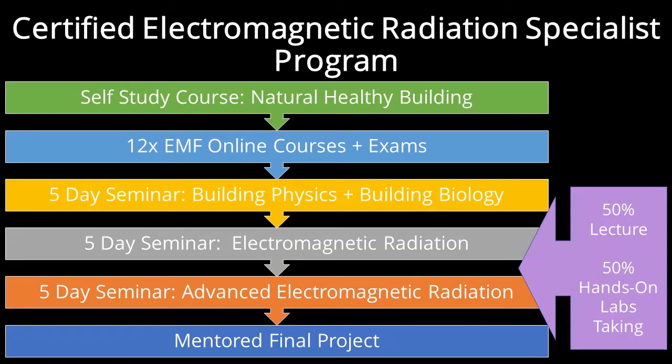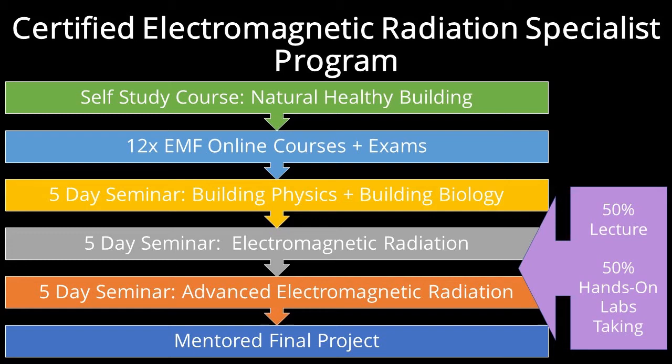So just a little bit about the EMRS, or the Electromagnetic Radiation Specialist Program at the Building Biology Institute. Everyone who becomes certified goes through this process. There's a self-study course on natural, healthy building, and it takes about 2 to 3 months to complete. It's quite comprehensive, and it goes through a holistic view of the building biology principles. This includes indoor air quality, water quality, a little bit about electromagnetics. You get a radon test puck, so you get to test the radon in your home. You get a little magnetic field Gauss meter to test some magnetic fields in your home.